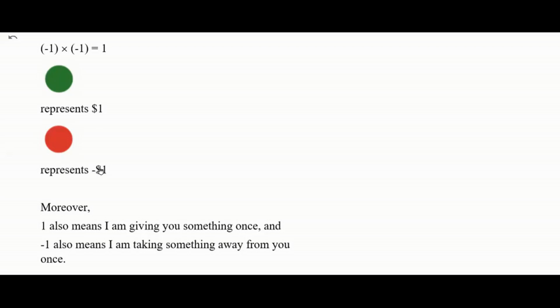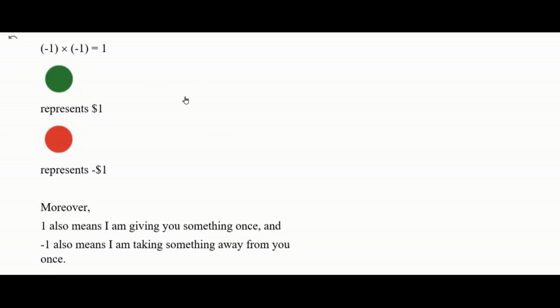Again, a green dot. Let's make sure we understand the symbols. A green dot represents $1, a red dot represents -$1. And how do we conceptualize -$1? That simply means you owe somebody a dollar. Moreover, 1 also means I am giving you something once, and -1 also means I am taking something away from you once. And you have to keep those things straight.